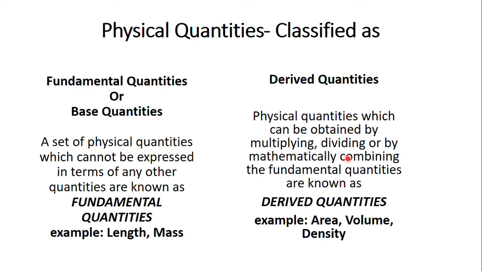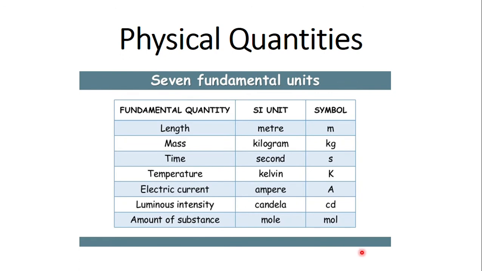They are obtained by multiplying, dividing or mathematically combining the fundamental quantities. For example, area, volume and density. So now we have already learnt in our 6th standard the 7 fundamental units which you have to be thorough with. So these are the fundamental quantities, 7 basic quantities, and these are the SI units of those 7 fundamental quantities and their symbols. If you are thorough with these fundamental quantities and their units, you can easily derive the units of the derived quantities like volume and density.